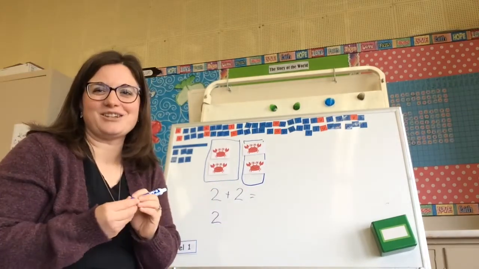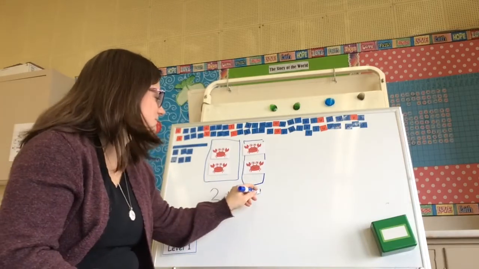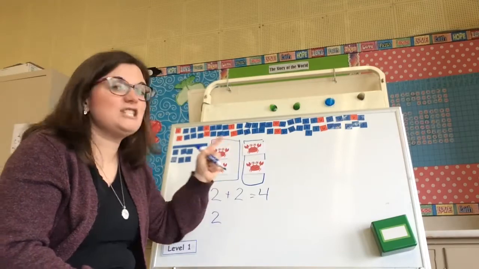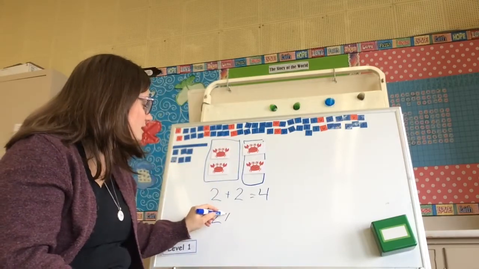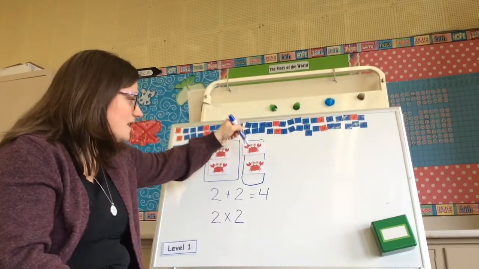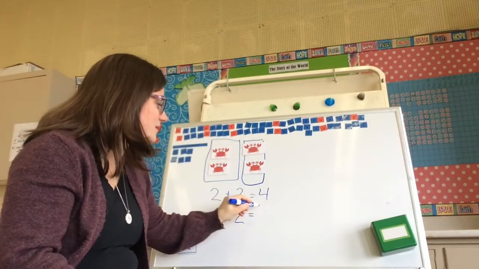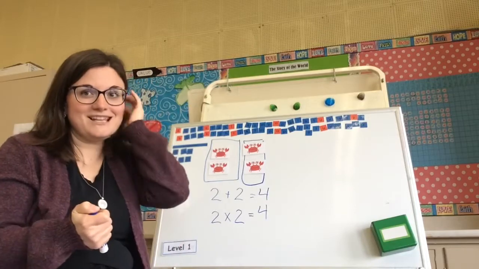Who can tell me the answer? How many crabs do I have all together? I have 4. Now, because we have 2 crabs in each group, I can multiply. So I'm going to do 2 times 2. 2 groups of 2. There's 2 in each one. And that is going to equal 4. I have 4 crabs all together.